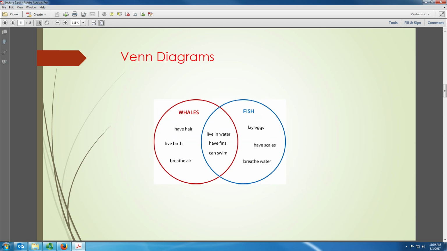Venn diagrams are also used for decision making. You have whales and fish. There are certain similarities and certain things that are different. Fishes breathe water, whales breathe air. Both can swim, both have fins, both live in water. But there are differences and common things. So those things are represented using a Venn diagram.